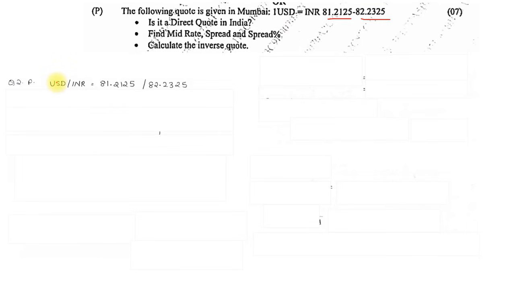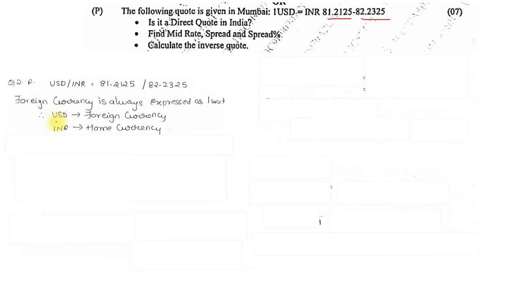Now, the very first thing, we have noted down USD to INR. They're giving you the bid and ask. Now, the rule is very simple. In order to identify whether it is a foreign currency or a home currency, the rule states that the foreign currency is always expressed as one unit. So, in this case, it's given 1 USD to INR. So this one is the foreign currency. The USD is foreign, INR is home currency.